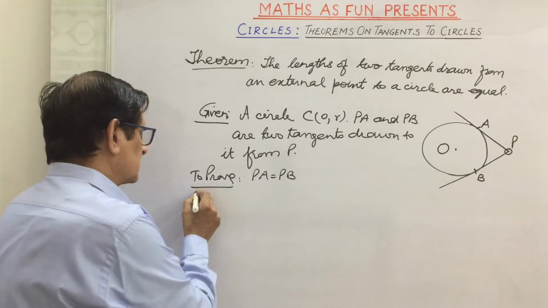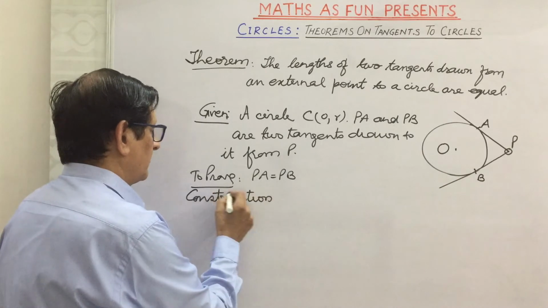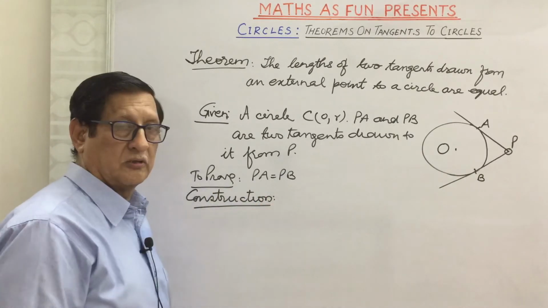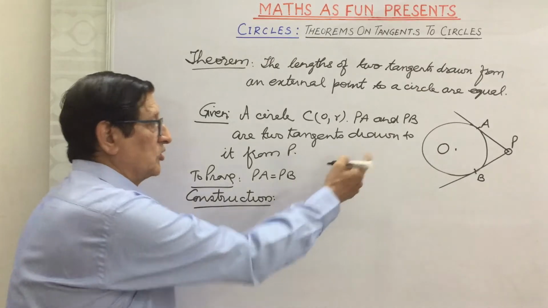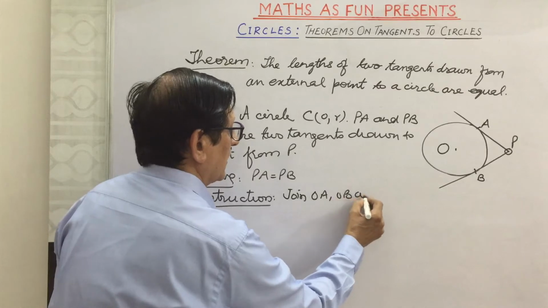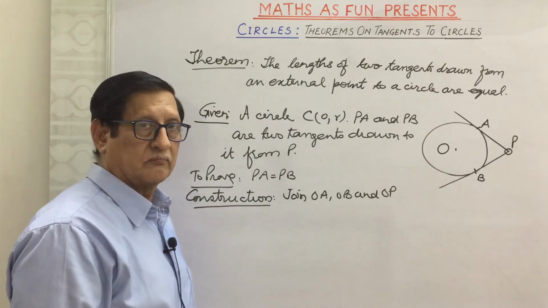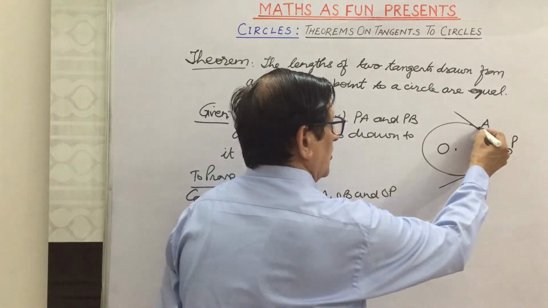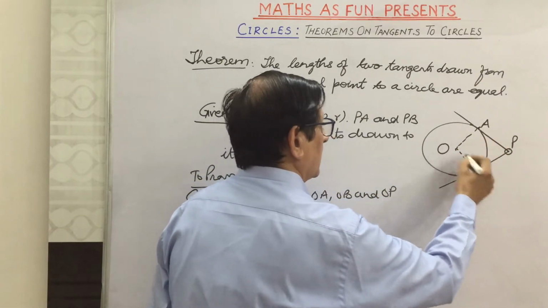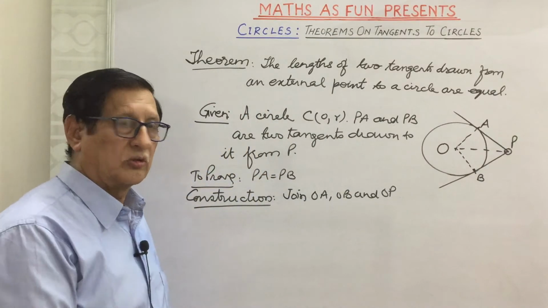Now we go to the construction. Construction is join OA, OB and OP. So we join here OA, OB and OP. Now we go to the proof.